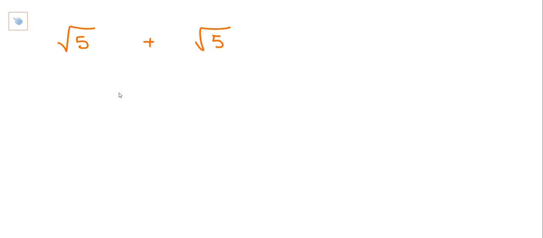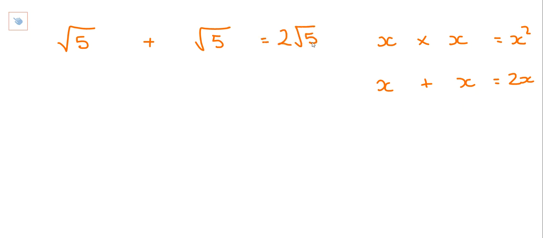Okay. If I said to you, simplify x times x or x plus x: x squared, 2x. So would that be 2 root 5? So this would be 2 root 5. Can I write that down? We did that last time, but yes, carry on, write it down.